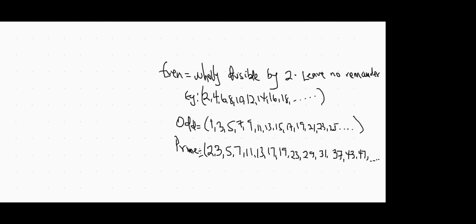Then the third group, we came to prime numbers. And in prime numbers, we mentioned that prime numbers are numbers which are greater than 1. However, they have only 2 factors. So with that, we mentioned 2, 3, 5, 7, 11, 13, 17, 19, 23, 29, and on and on and on.